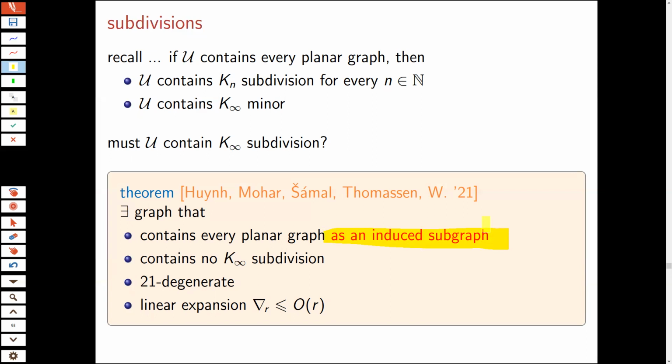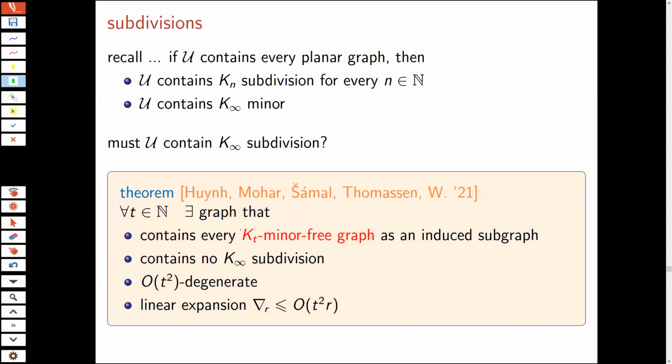And then we can strengthen it further because there's really nothing special about planar at all. We can replace planar by K_t minor free, and still we have the theorem. And so it now says for every t, there exists a graph that contains every K_t minor free graph as an induced subgraph. It avoids infinite complete graph subdivisions. It's big O of t squared degenerate, and it has a linear expansion in r, and the constant that depends on t is only t squared. And there are no hidden constants here.